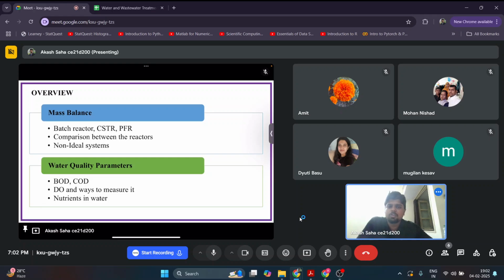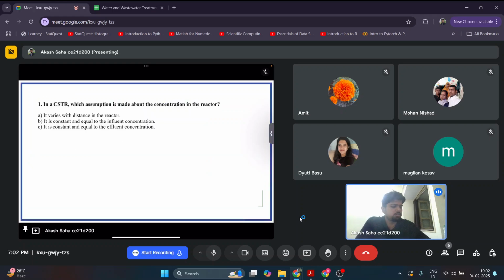So let's try to solve some problems based on these topics which we have discussed in week 2. This is the first MCQ problem. It says that in a CSTR, that is a continuously stirred tank reactor, which assumption is made about the concentration in the reactor? Whether it varies with the distance in the reactor, or it is constant and equal to the influent concentration, or is it constant and equal to the effluent concentration.